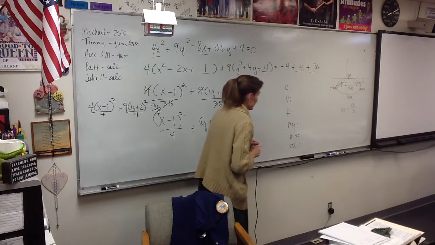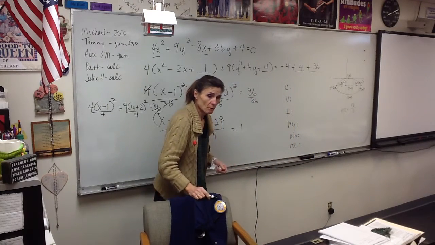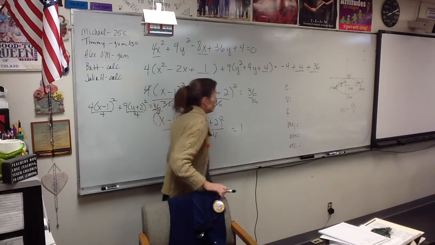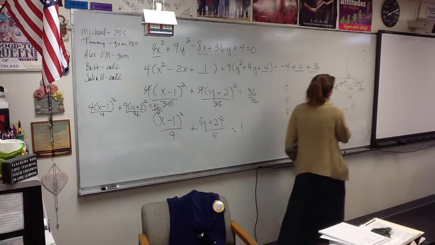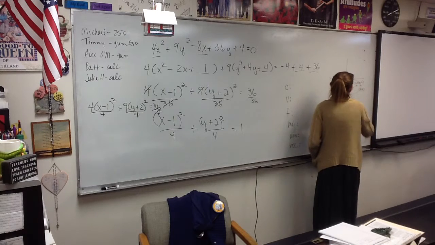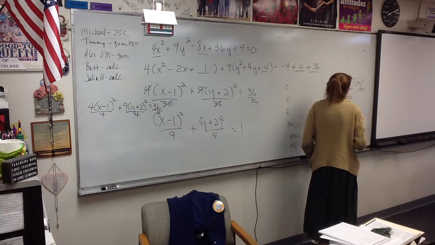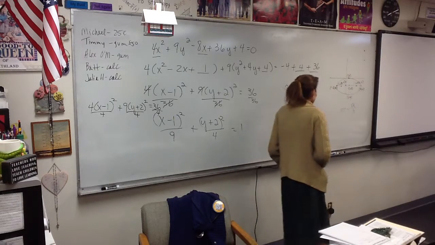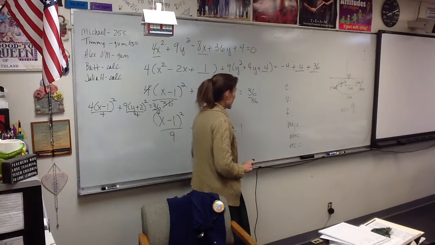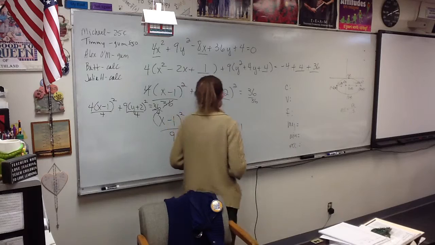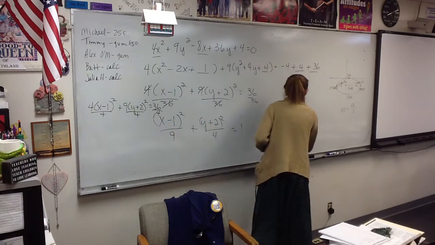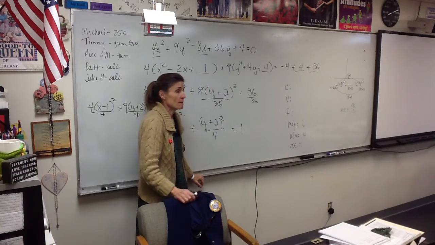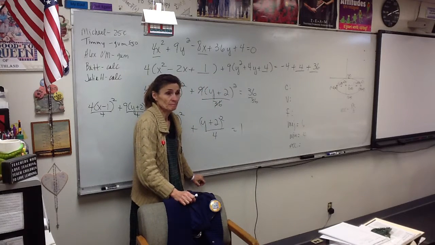Okay, how do we compare? Got my vertices out here. My foci are in here. My eccentricity. My major axis is 6. My minor is 4. Anybody have a question about that?